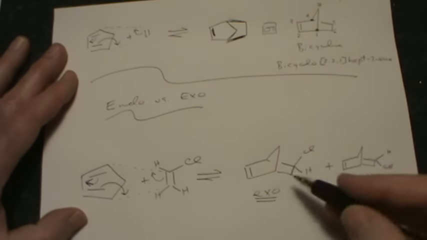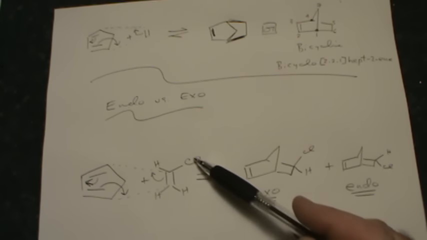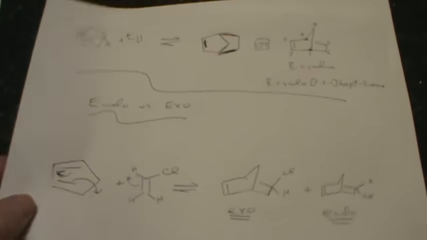So we have both an endo and an exo product in this case because we started with a dienophile that had a substituent. Let me give you another example.